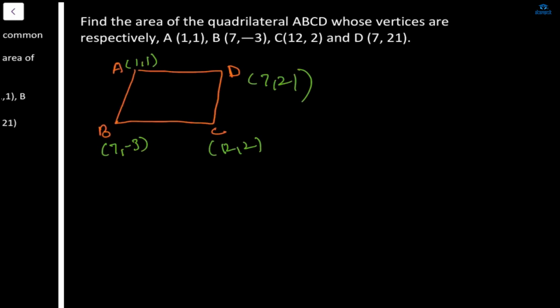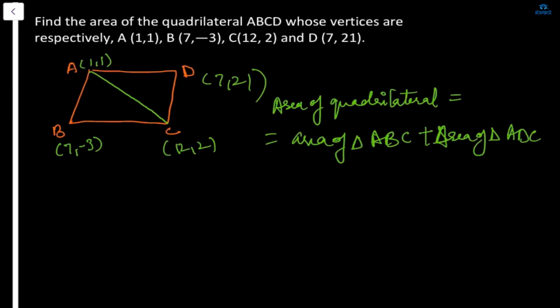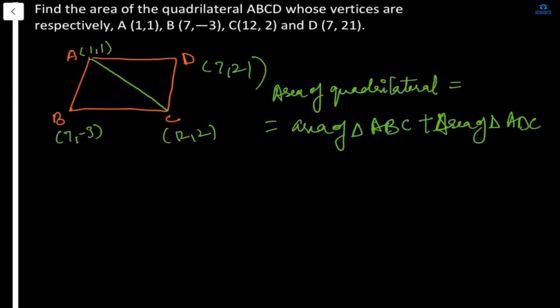Now what we can do is divide it into two triangles. So the area of the quadrilateral will be the area of triangle ABC plus the area of triangle ADC. Agreed? So we are going to find first the area of triangle ABC and then the area of triangle ADC, and at the end we are going to add both of them.